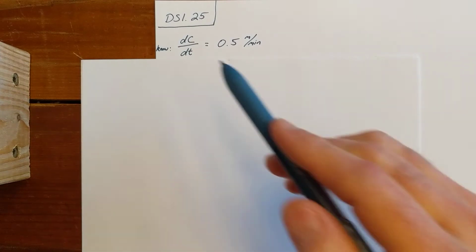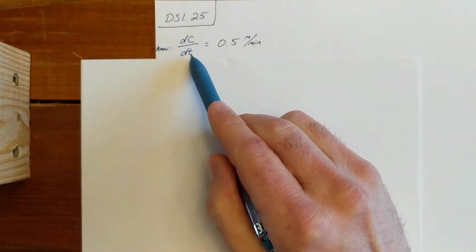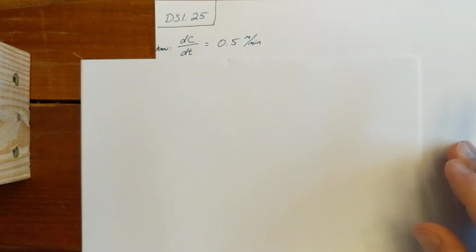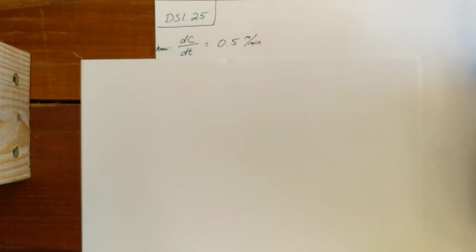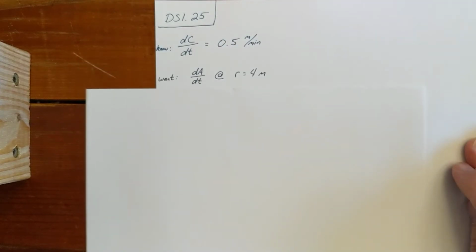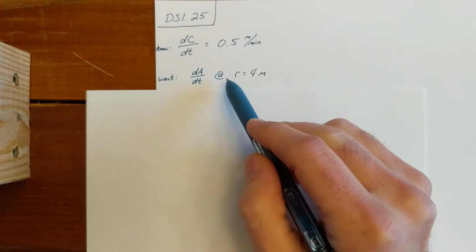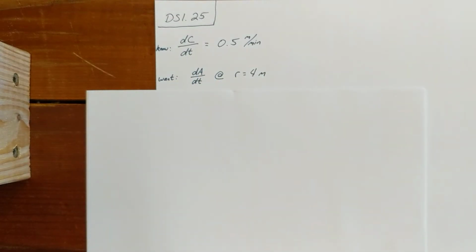So we were given here that the derivative of our circumference with respect to time was a 0.5 meter per minute rate there. They want to know what is the rate of change of the area of the circle when the radius is 4 meters. So the derivative that we want to know, the rate of change of the area at the time when the radius is 4. So this is a straight up related rate problem.